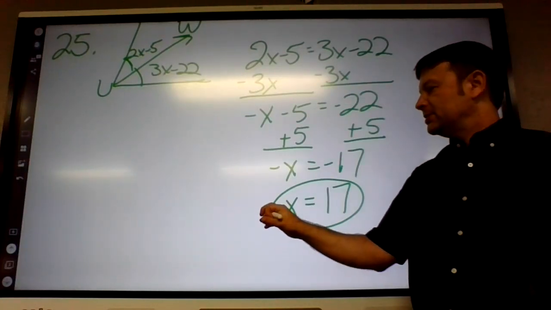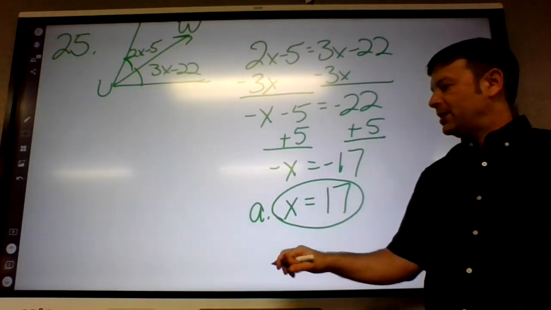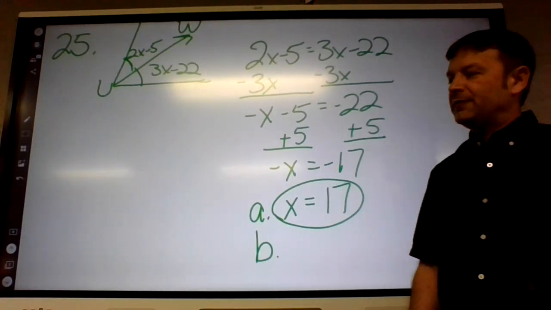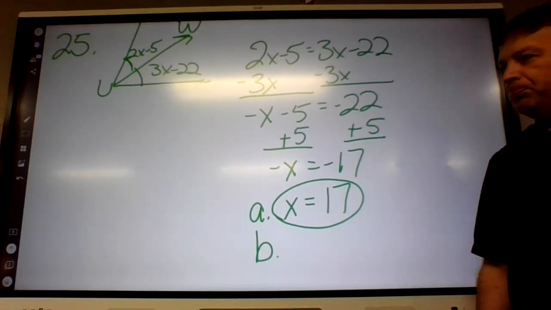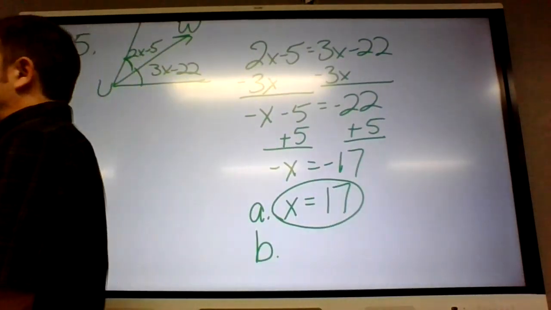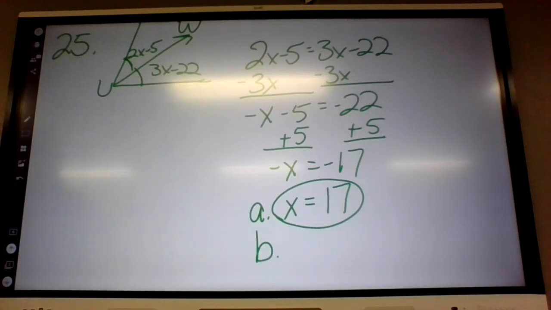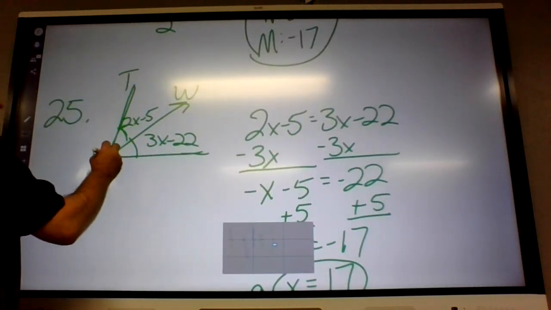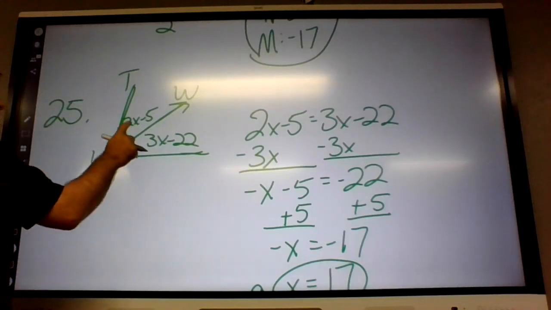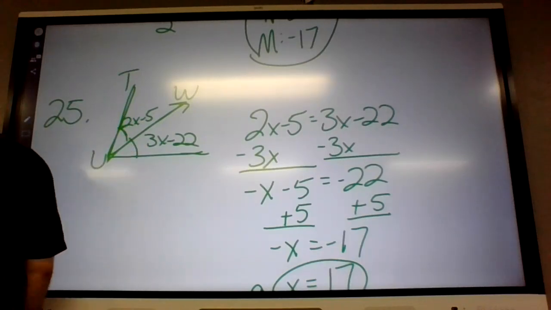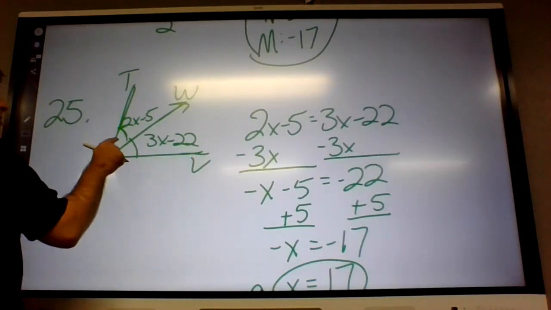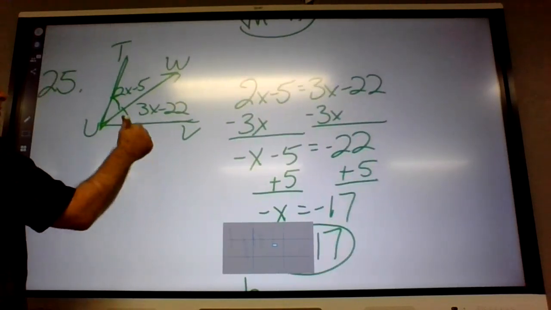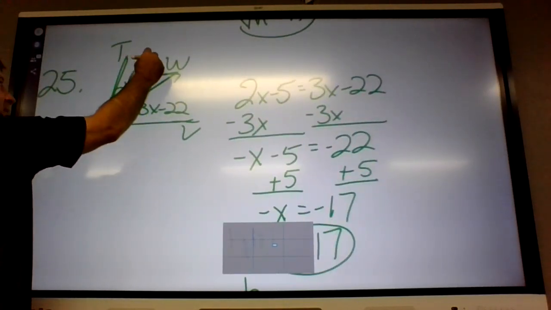Okay, is that it? No, that's the answer to A. It's kind of like yesterday's. A is x is 17. B is asking for angle TUW. Angle TUW is that angle. So how are we going to find this angle? Going to plug that 17 in for x that we just got.